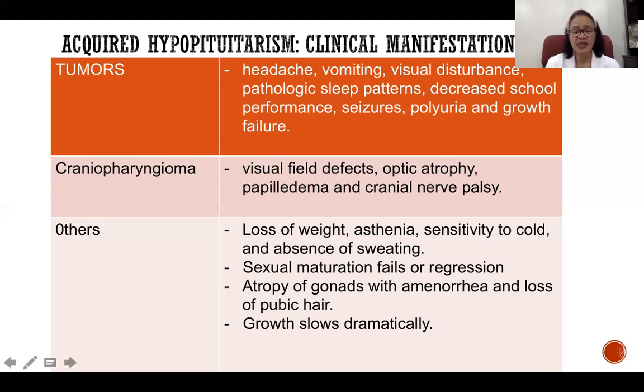Some patients with other causes may have loss of weight, asthenia, sensitivity to cold, okay? Failure of sexual maturation, or there might be regression of the sexual development, atrophy of gonads with amenorrhea, and even loss of pubic hair. And there is dramatic slowing of the growth of these patients.